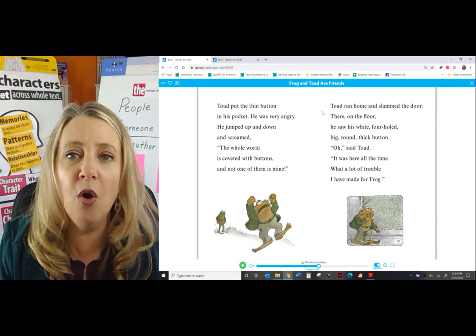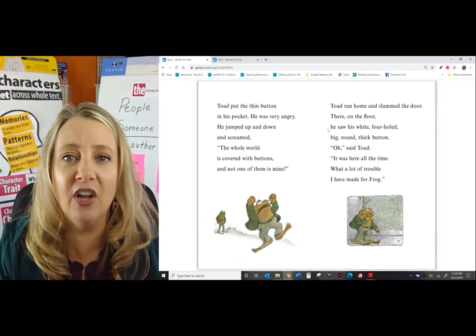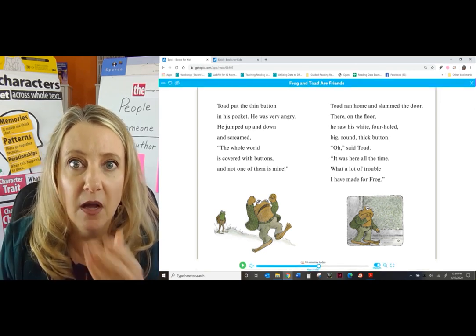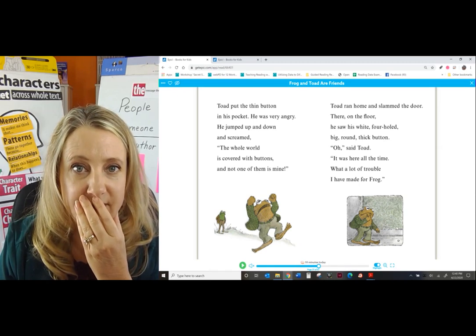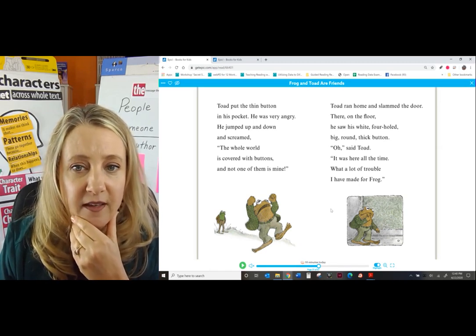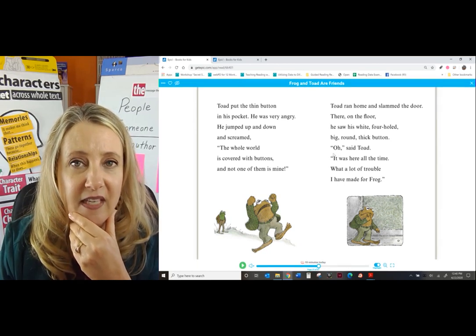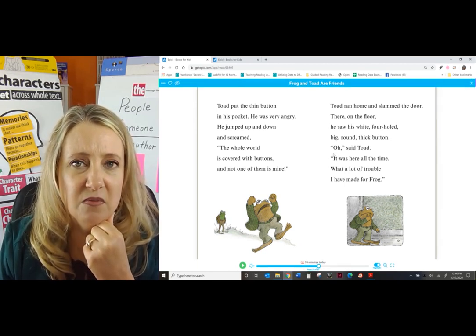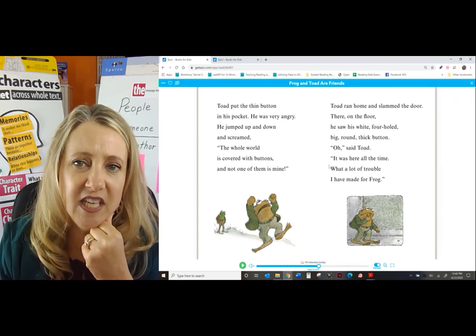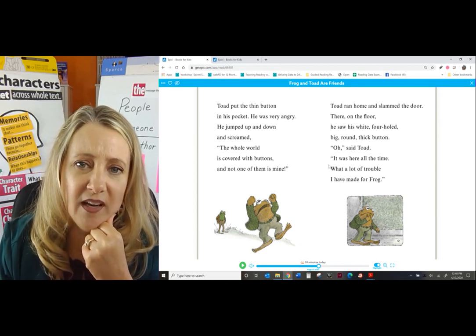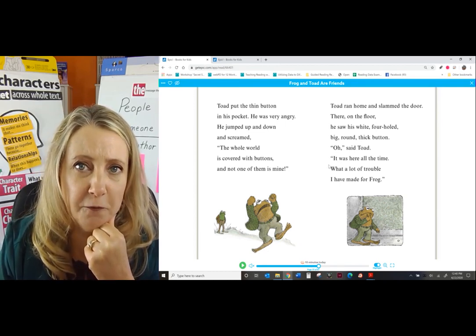Then he ran home and slammed the door, and there on the floor he saw his white four-holed big round thick button. Uh-oh. He'd gotten so angry, and there it was the whole time. And then he says something here. "Oh," said Toad, "it was here all the time. What a lot of trouble I've made for Frog."